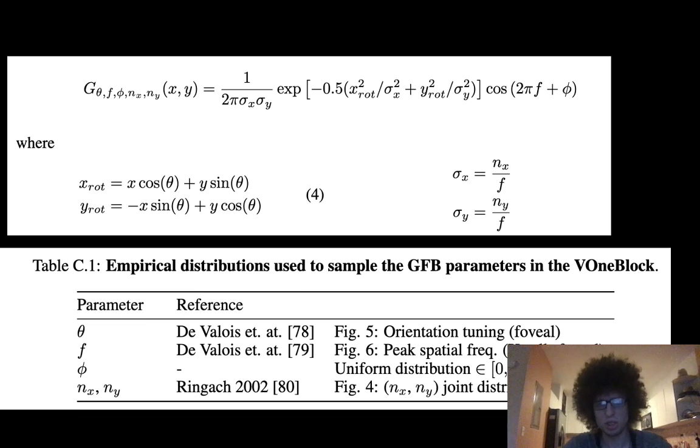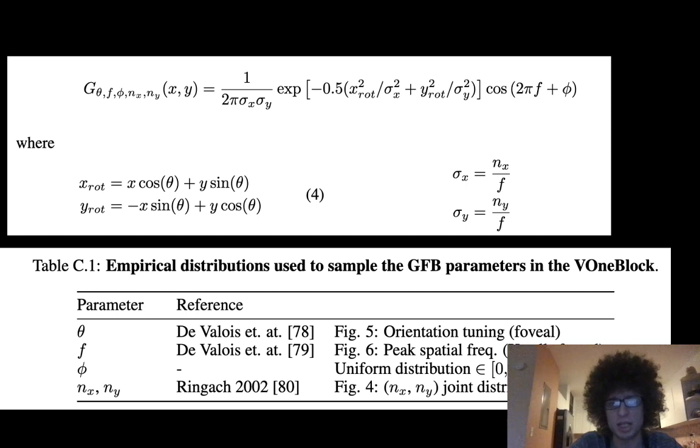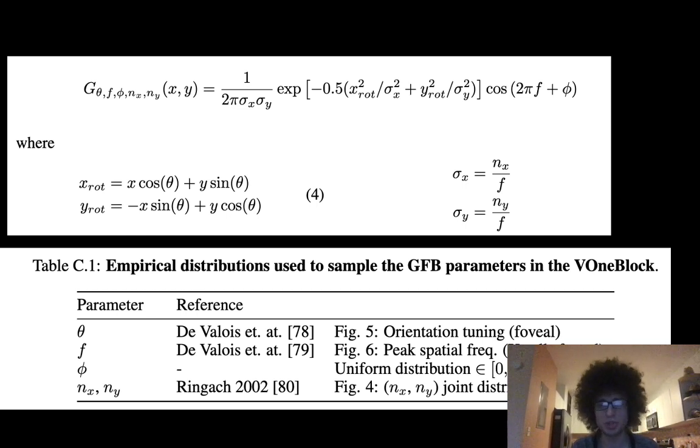But just going a little bit more into how they actually made these Gabor filters and how they were able to optimize them with constraints that they found from literature. So this is, I think, the coolest part of this paper. This is the big nasty formula for the Gabor filter that they were using as part of their convolutional block.